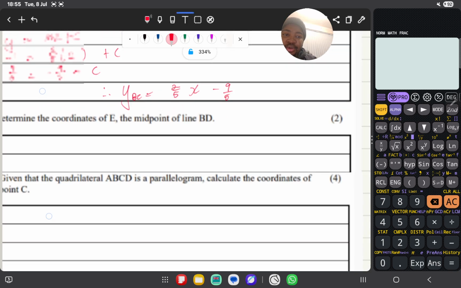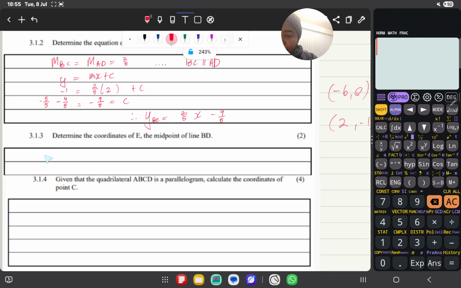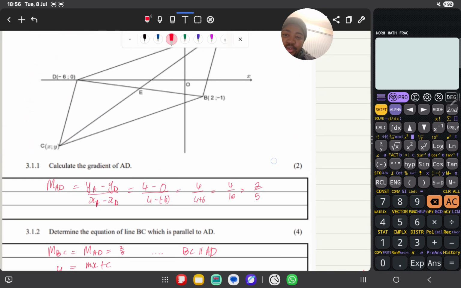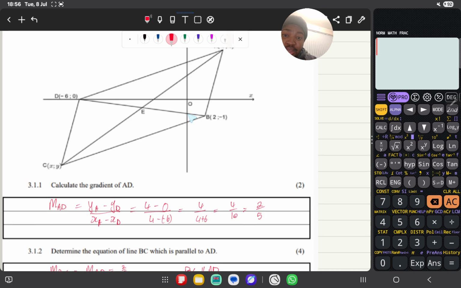You know, of course, the midpoint E(x, y) is going to be 2 minus 6 divided by 2, and 0 minus 1 divided by 2. We have minus 4 here, so therefore we have minus 2, and then minus 1 over 2. These are your coordinates: minus 2, minus 1 over 2. And it makes sense because both x and y are negative.